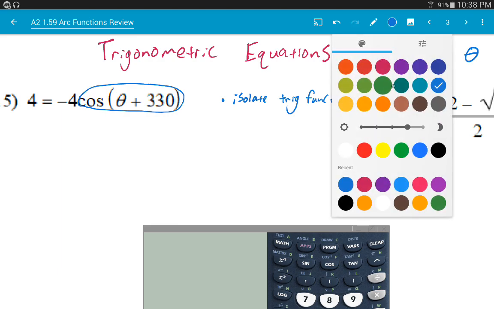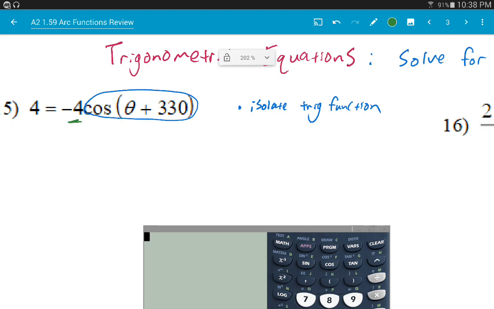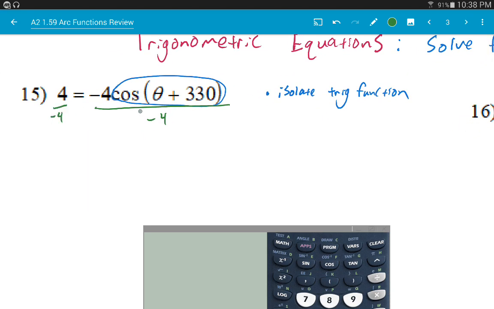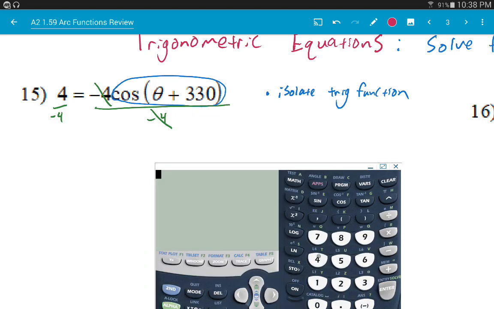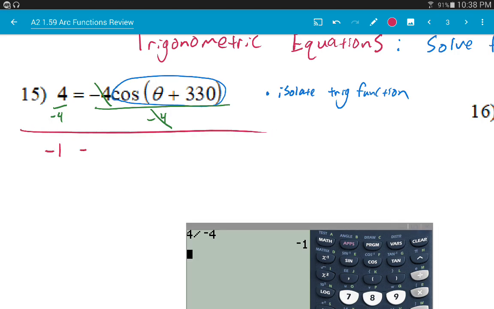What I need to get rid of is this negative 4. It's attached with multiplication, so in order to get rid of it, I'm going to use division. So I'll divide by negative 4 here, and I'll divide by negative 4 here. And these will cancel out. 4 divided by negative 4, if you weren't sure, is negative 1. So I've got negative 1 is equal to cosine of parentheses theta plus 330.